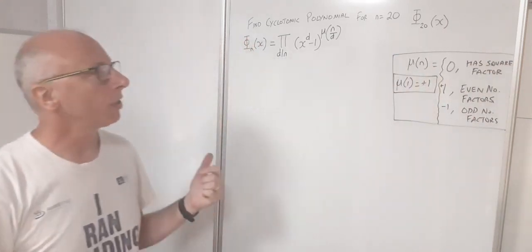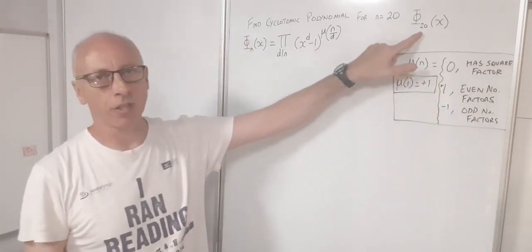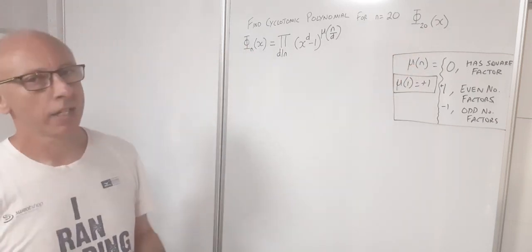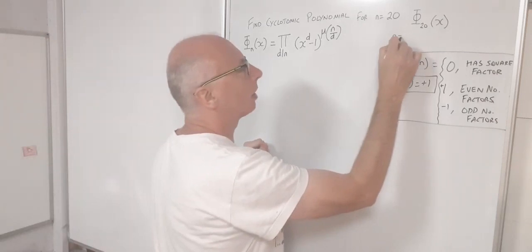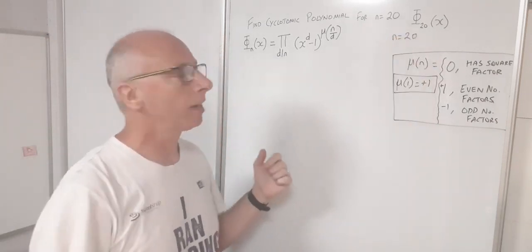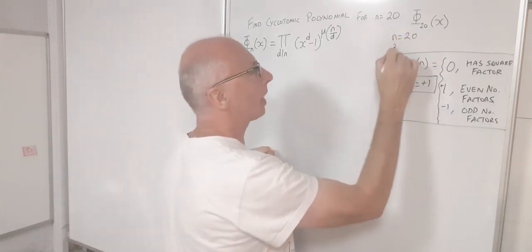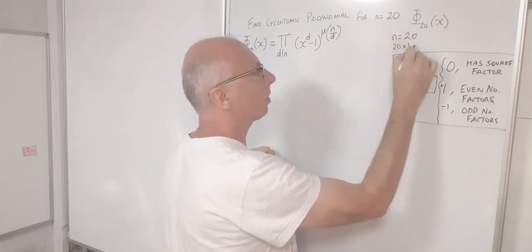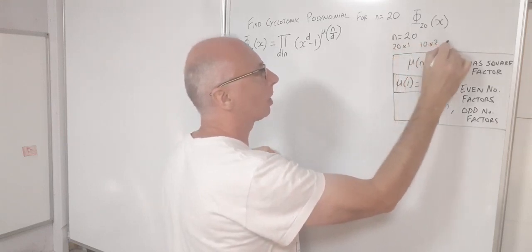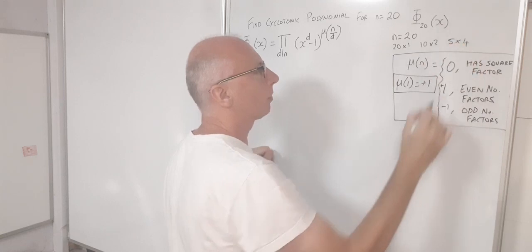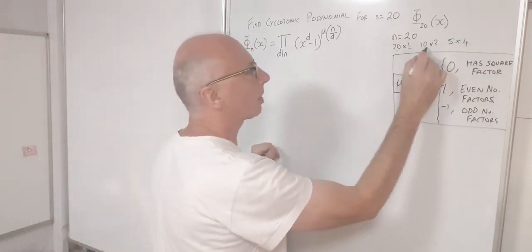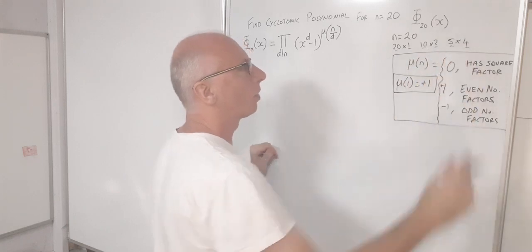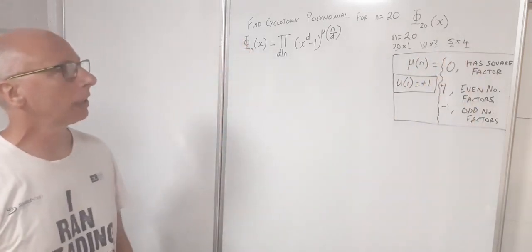Now let's move on to the divisors of our value for this polynomial. If we've got n equals 20, our divisors are pretty straightforward, elementary maths. We've got 20 times 1, 10 times 2, and 5 times 4. So that's all of our factors: 1, 20, 10, 2, 5 and 4. They're the numbers of interest for us.